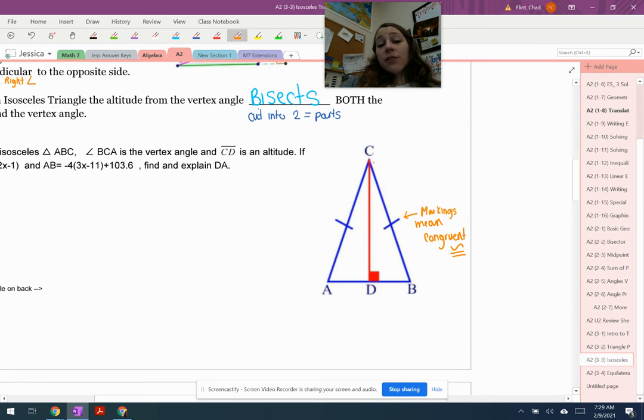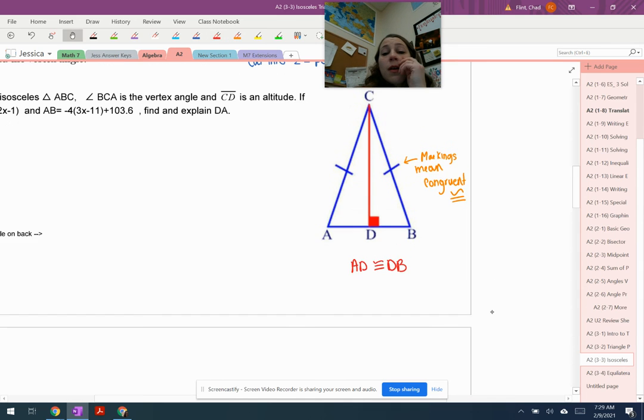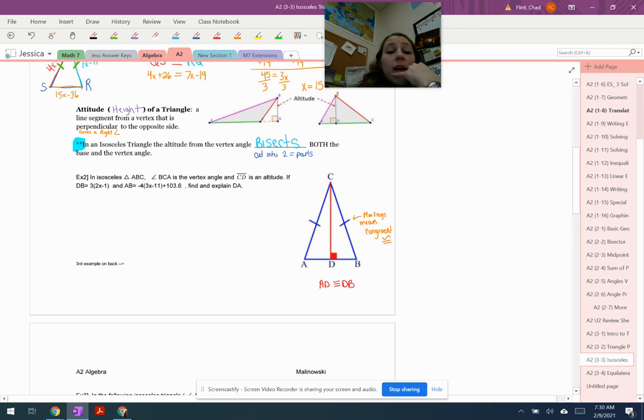We can see that we have that altitude CD that's being drawn with the little 90-degree angle box to reassure us of that. So that tells us that that red altitude cuts the base into two equal parts. So we know that AD is equal to DB in this situation. We know that AD is equal or congruent to DB, just like we know that AC is congruent to BC. So we'll look at example 2 in the next one.